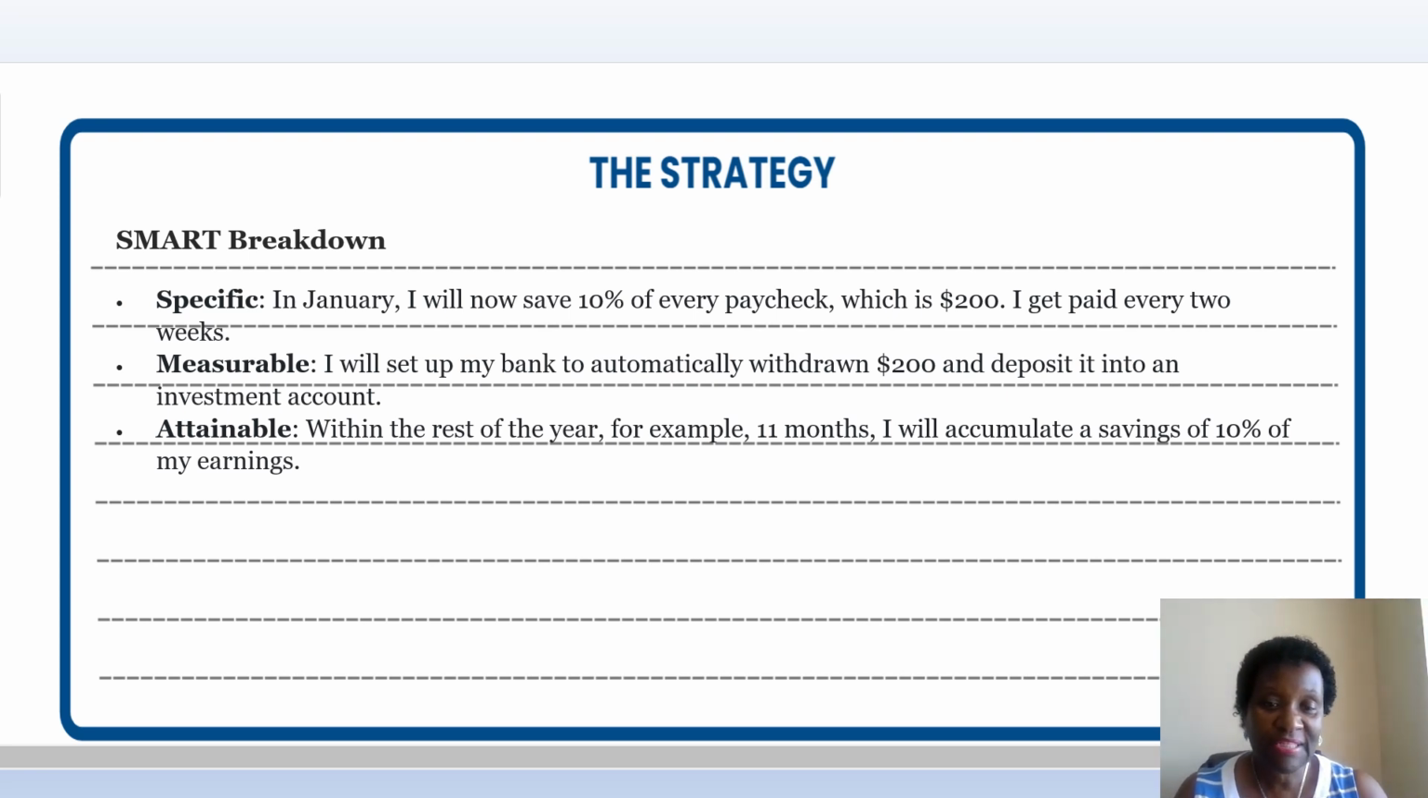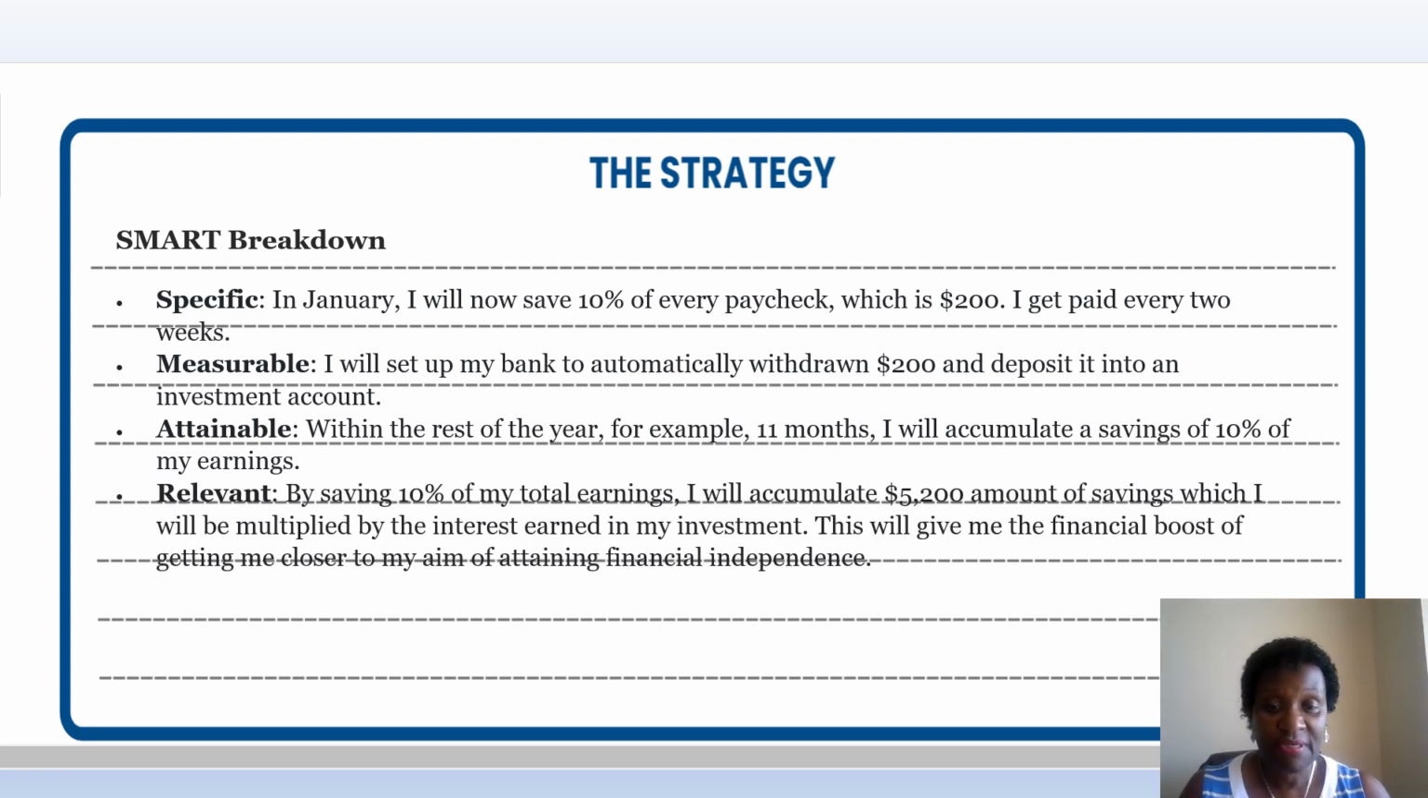Now, to make this goal attainable, within the rest of the year, for example, 11 months if I start in January, I will accumulate a saving of 10% of my earnings. So it's 10% over 1 year, 10% of my whole earnings for 1 year. That's what I want to attain.